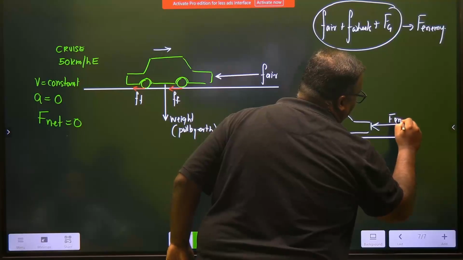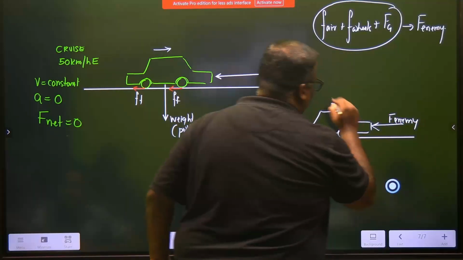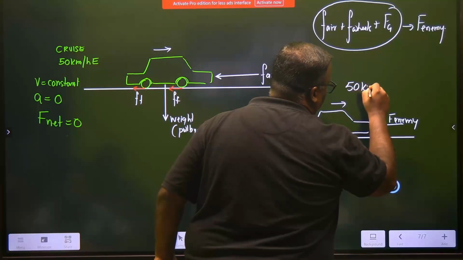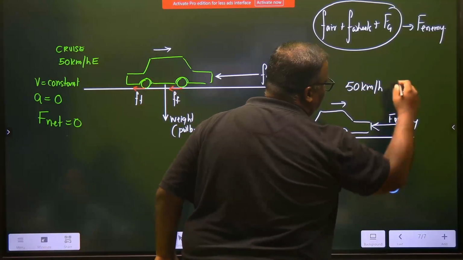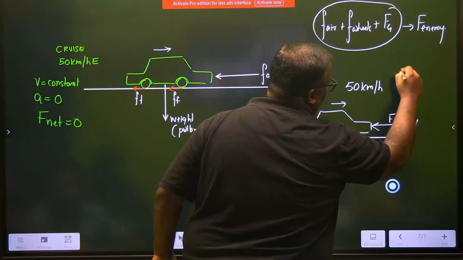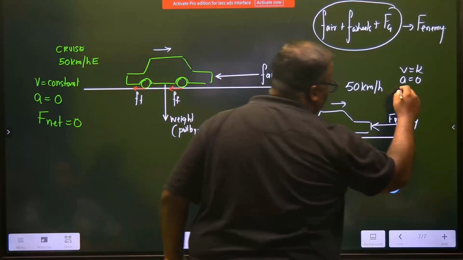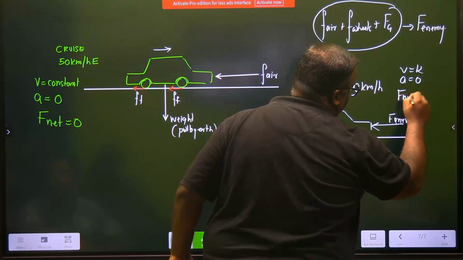Can I not bring one F enemy? I'm trying to just simplify them. What is motion? Car is still going at a speed of how much? 50 km/h. And you are trying to say A equal to 0, V is equal to constant. Constant is represented by K, right? And F net is equal to 0.